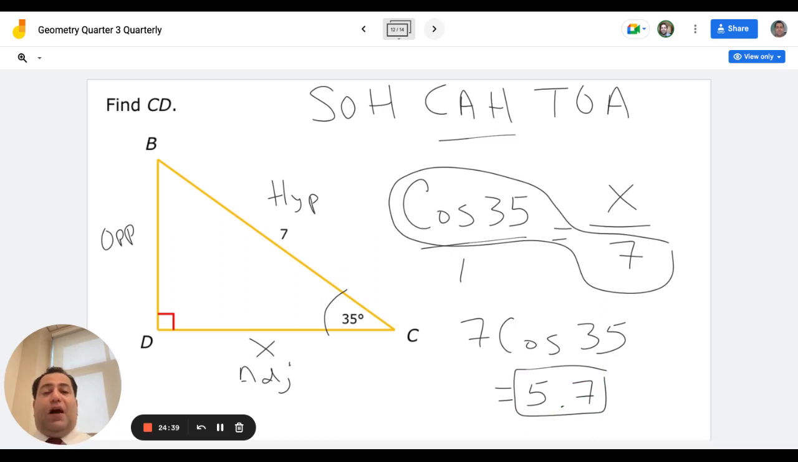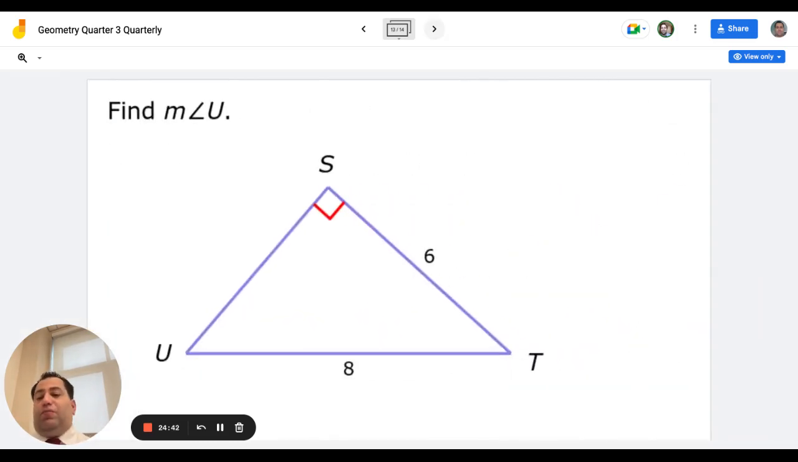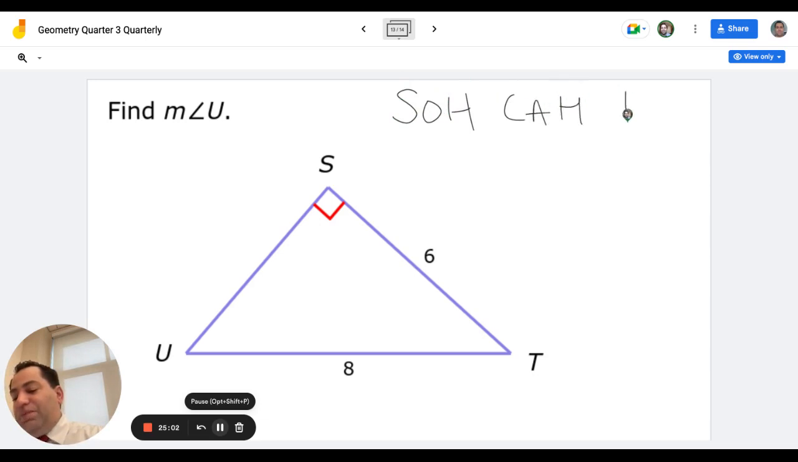Okay. The next topic on the test, again, for both honors and regular, is we have to find a missing angle. So in this problem right here, again, it comes down to SOHCAHTOA, but because we're trying to find the angle, it's going to be inverse trigonometry. So we're trying to find angle U. So from angle U, let's label our triangle here.